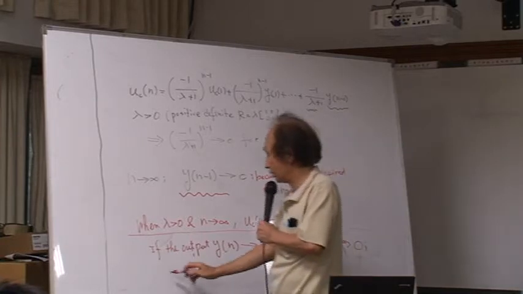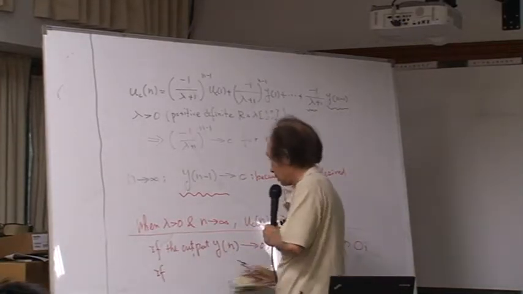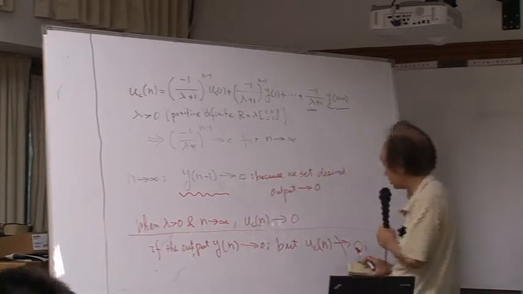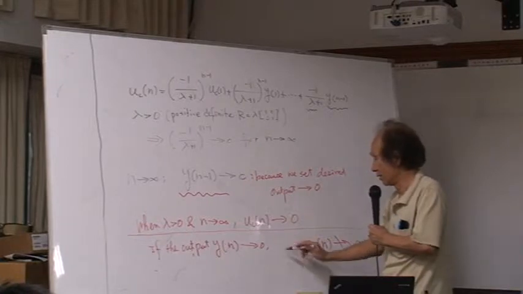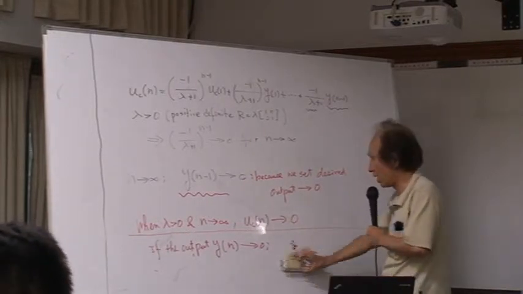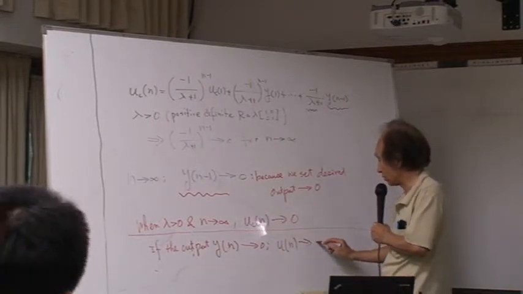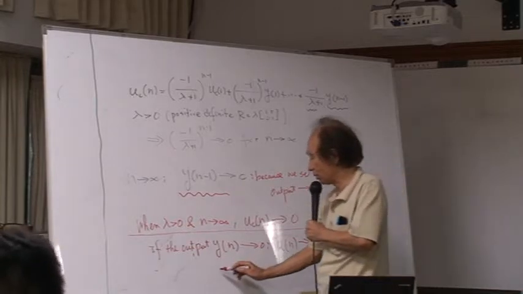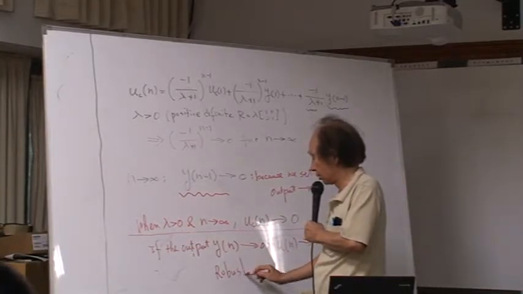So, if the output approaches zero, and then if my output y goes to zero and my input n is also approaching zero, that means we call it a robust controller.